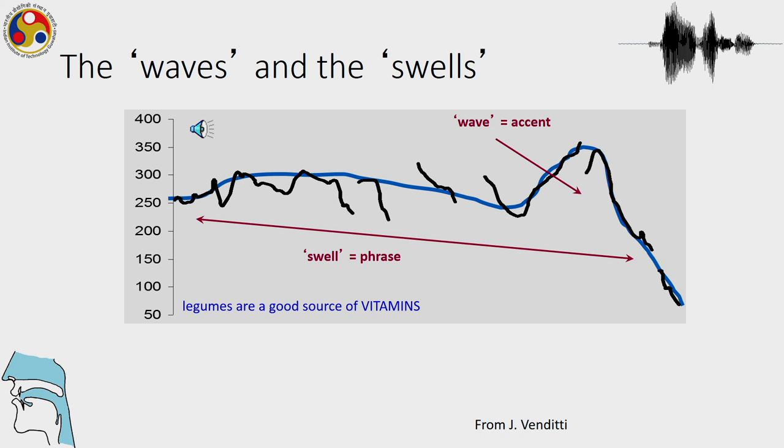So now this is a type of sentence where we have the wave and the swell. So this is the wave and this is the swell, if you want to see it that way. This is a small F0 contour. It starts at around 250 hertz and goes slightly up to around 300 hertz, and this is like a small wave, and then we have a big swell, which we can say is the part where "vitamins" was produced.